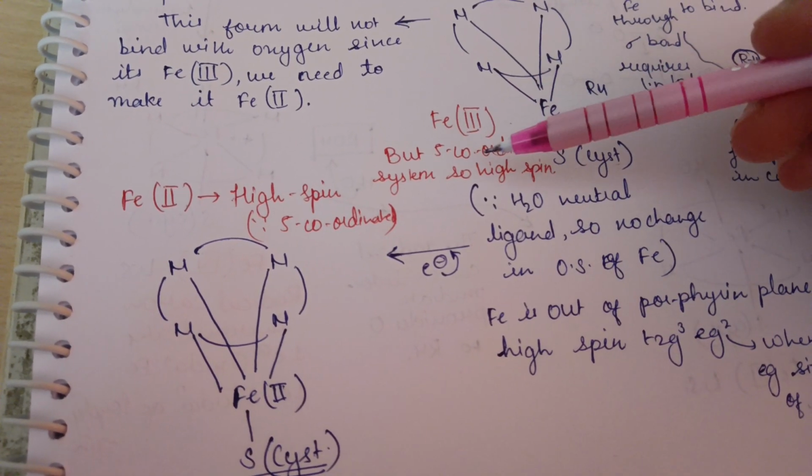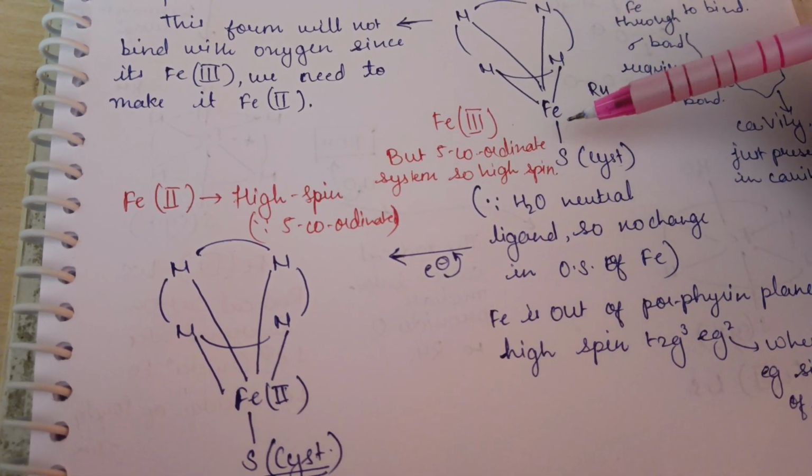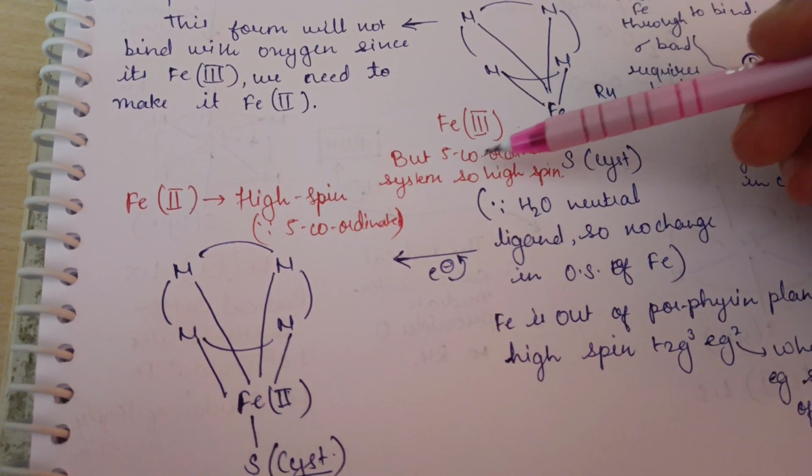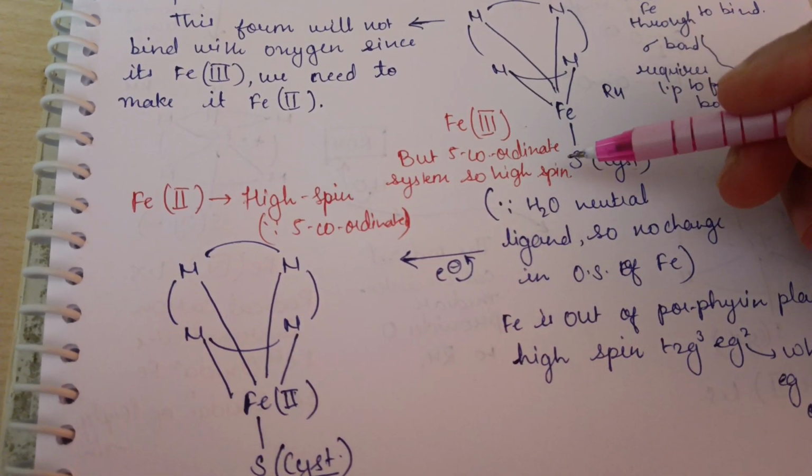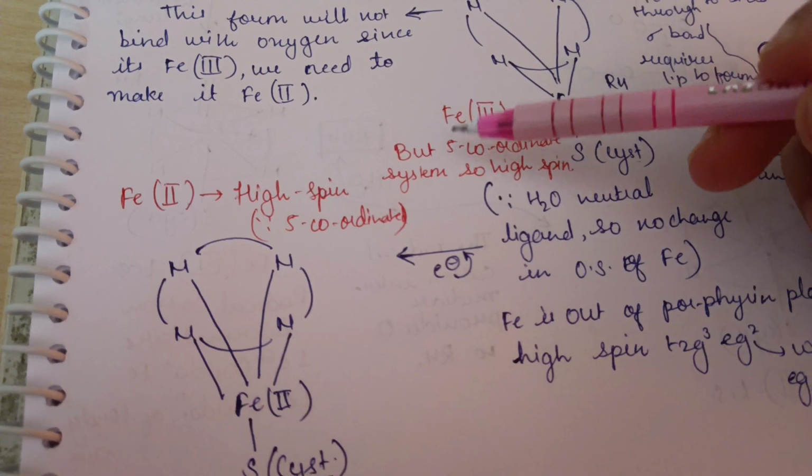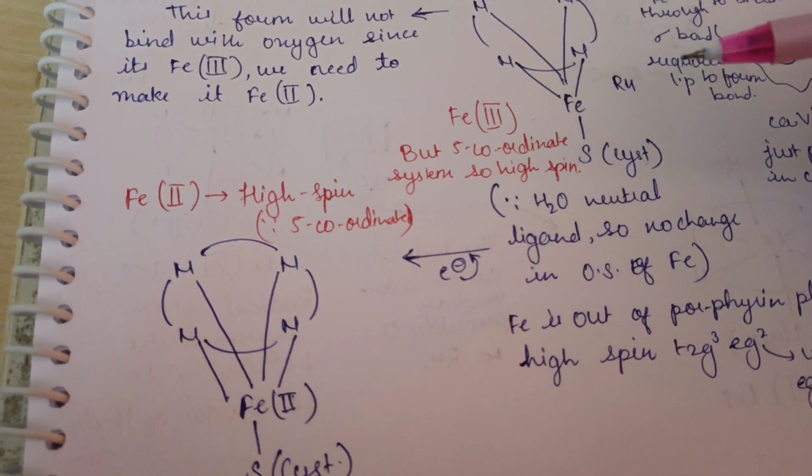Now we want to bind oxygen to this iron, but here iron is in the +3 oxidation state. For oxygen to bind, iron has to go to the +2 oxidation state. Oxygen will not bind to iron in the +3 oxidation state.